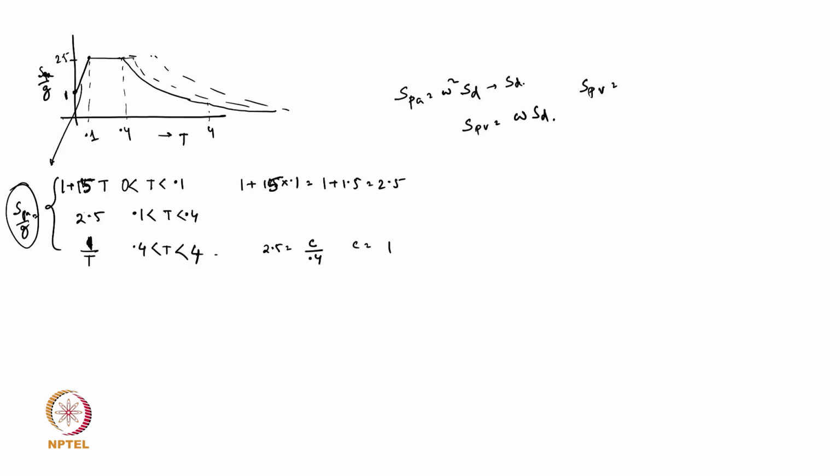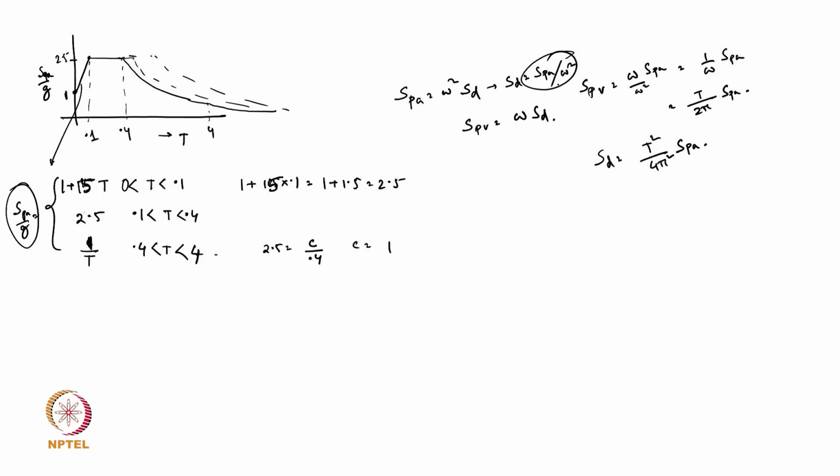SD will be equal to SPA divided by omega square. So that will be omega into SPA divided by omega square, that will be 1 by omega into SPA, that will be T by 2 pi into SPA. Can I say that SPV equal to T by 2 pi into SPA? And SD will be equal to T square by 4 pi square into SPA. Okay? Makes sense?